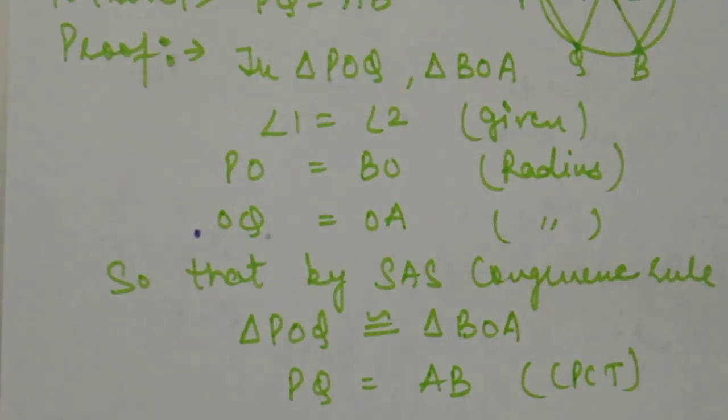So students, with this theorem today's lecture is finished. In today's lecture, first of all, we discussed the definition of circle, then we discussed all the parts and all the definitions related to the circle, and then we discussed two theorems, theorem 10.1 and 10.2.